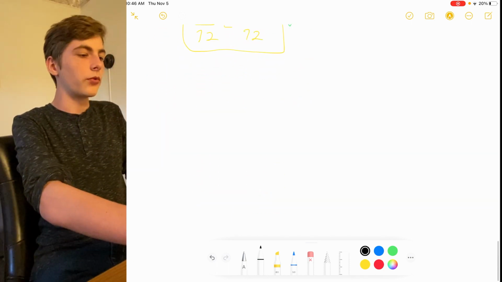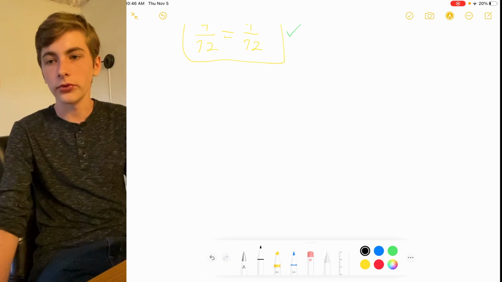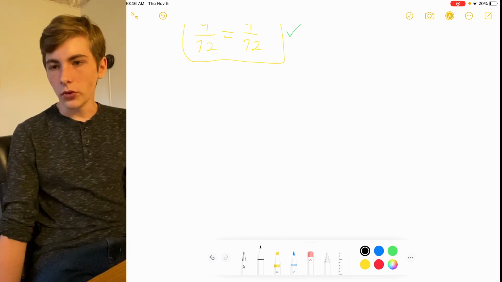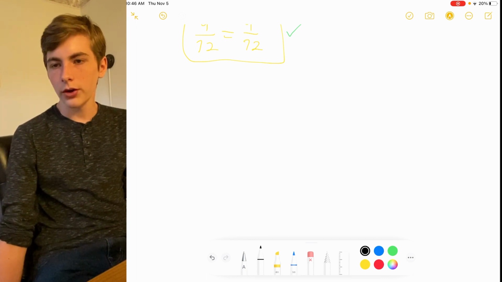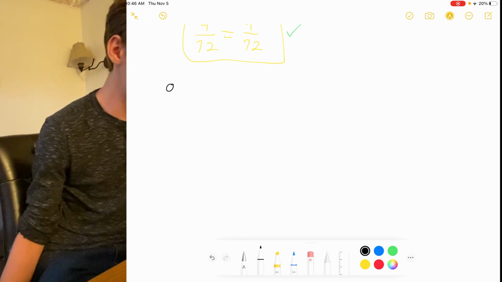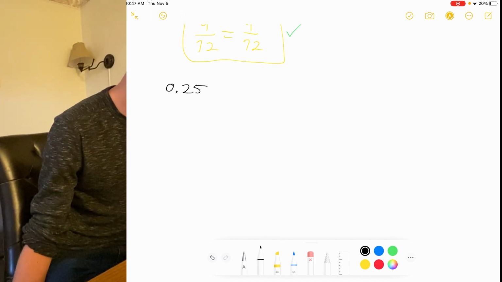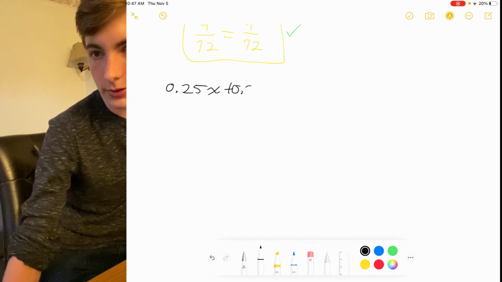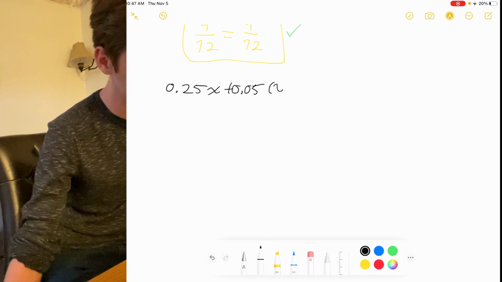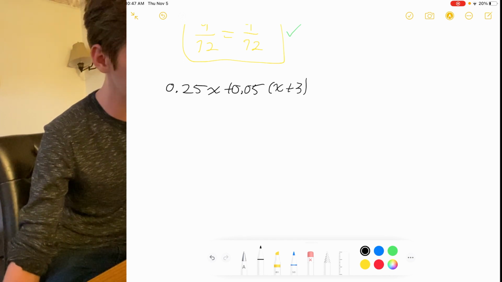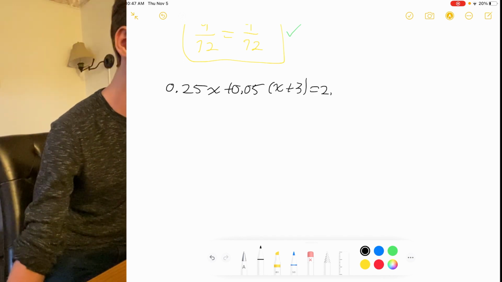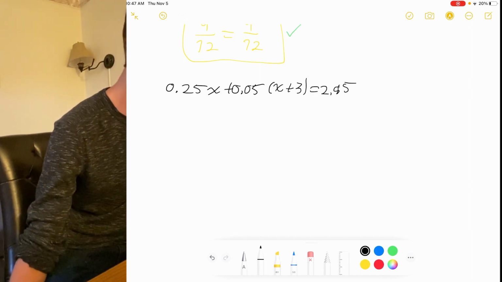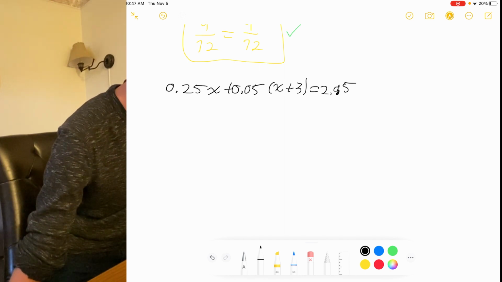I'm just going to do one really quick that is with decimals. And the trick with decimals is we're going to want basically to just turn them into a fraction. That's the gist of it. So if we have 0.25x plus 0.05 times x plus 3 is equal to 2.85. Right? That's kind of intimidating. We've got lots of decimals.